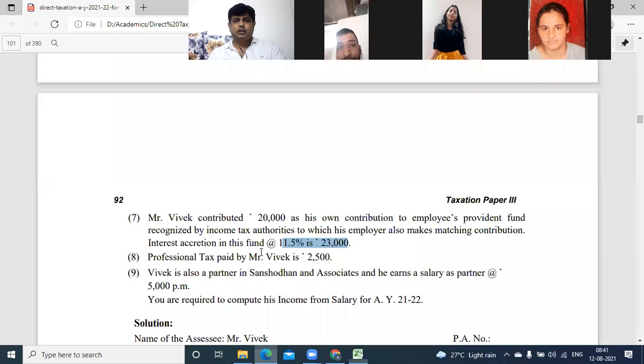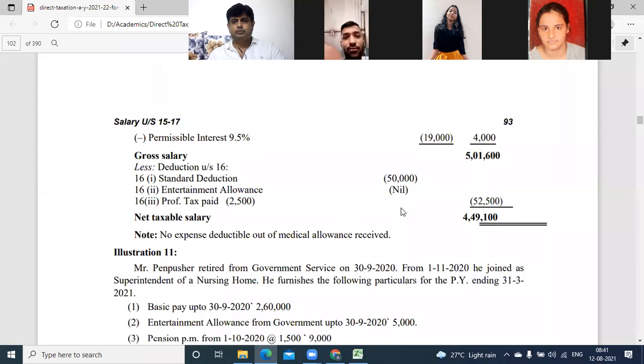Same answer you will get in the textbook also. So please practice. Very nice. Very, very good. I want this approach. Okay.